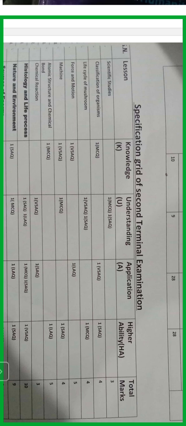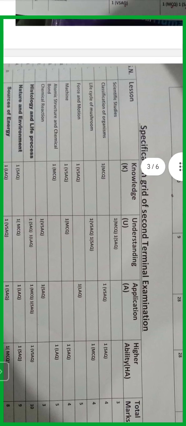Total marks 4. And atomic structure and chemical bonding, one MCQ and one LAQ. Look at here, from atomic structure and chemical bond, also one long question, a 4 marks question comes, and total marks is 5. From chemical reaction, one very short answer question and one short answer question come, total marks 3.